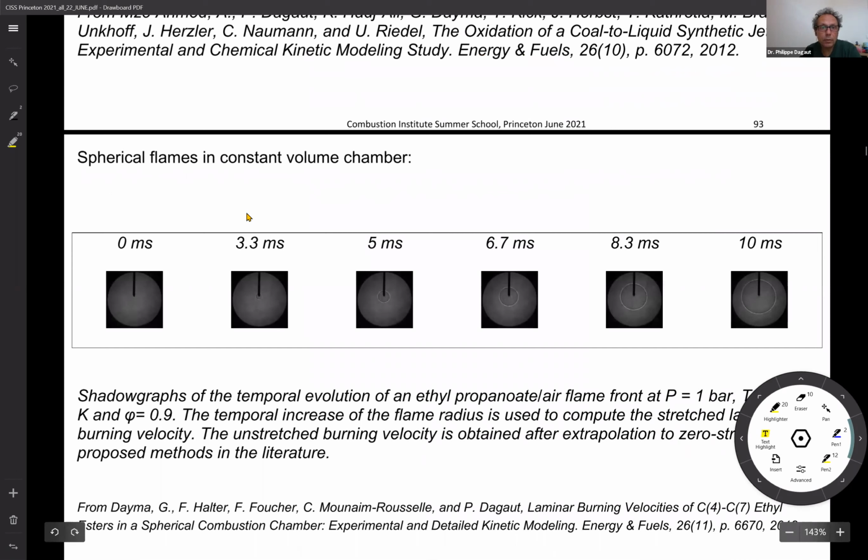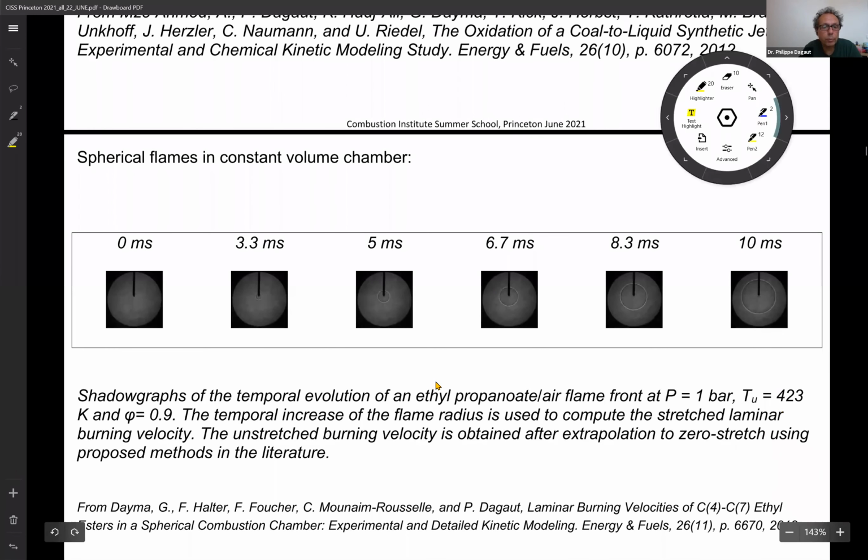Spherical flame in a constant volume chamber. Well, this is rather popular nowadays. So these are shadowgraphs that I show here of the temporal evolution of a fuel air flame front at a pressure of 1 bar and initial temperature of 423 K for an equivalence ratio of 0.9, slightly lean.